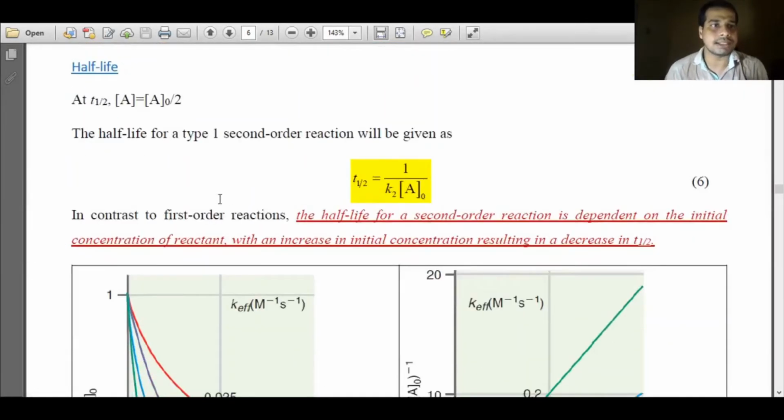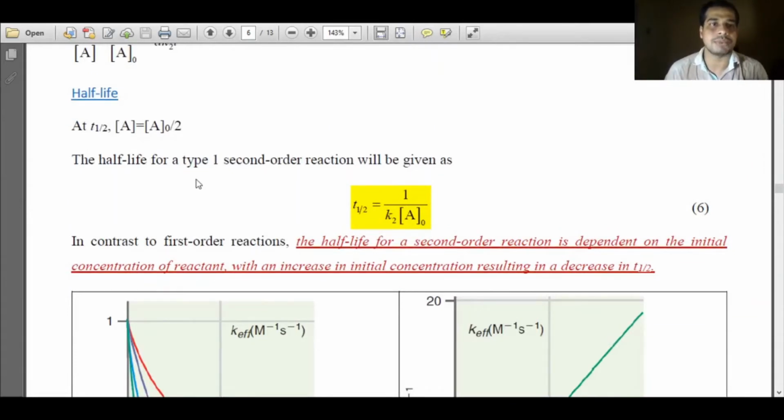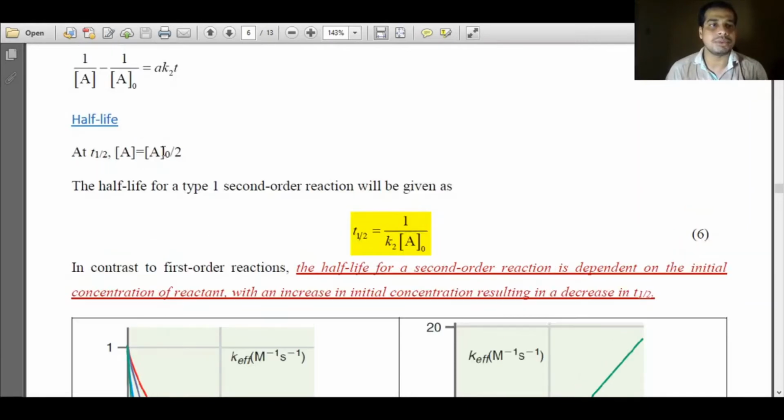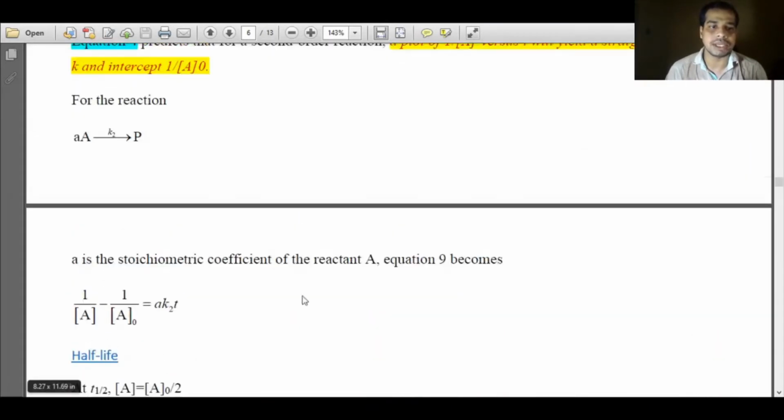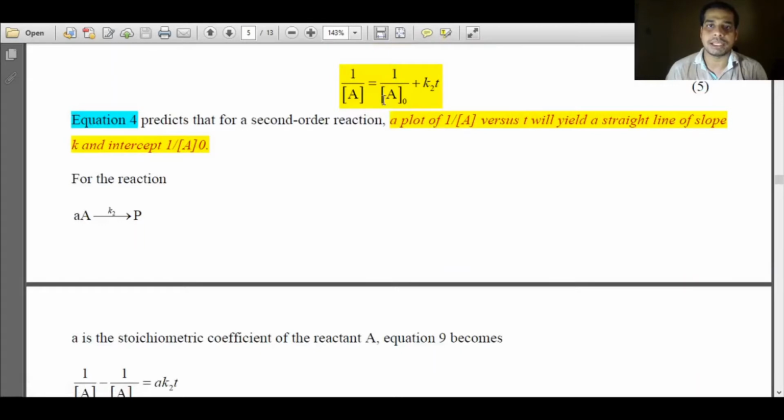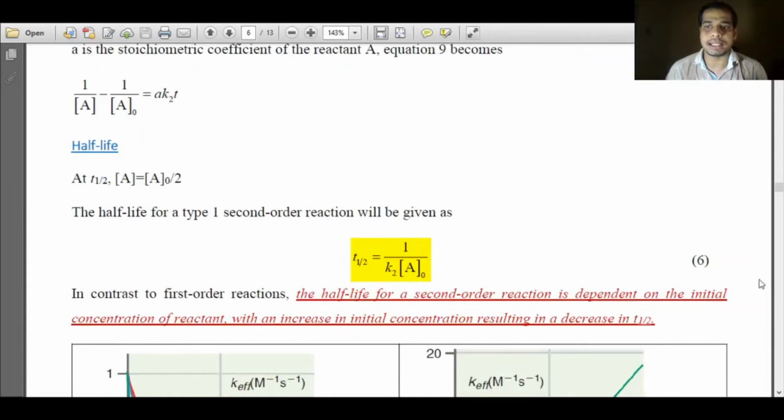Then we will discuss the half-life expression for this type 1 second order reaction. At half-life, the reactant concentration is equal to A0 over 2, which means the reactant has decreased to 50% of its initial value. If I substitute this condition, A is equal to A0 over 2, in equation 5, I will get an expression like equation 6, which says t half, or half-life, is equal to 1 over K2 A0.